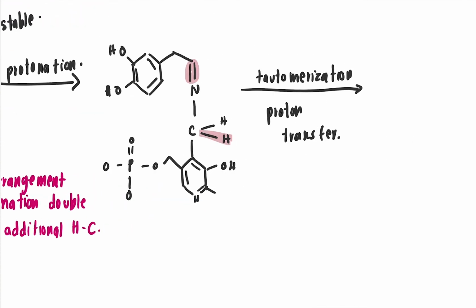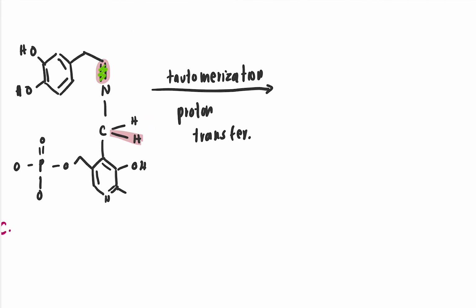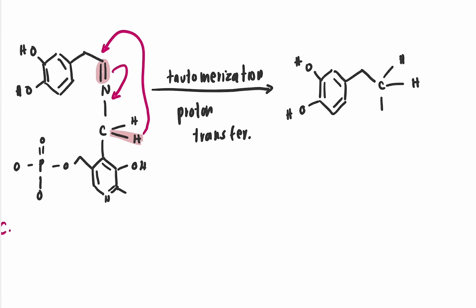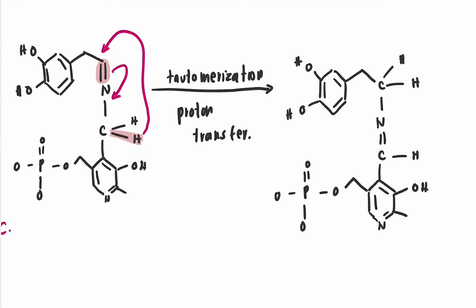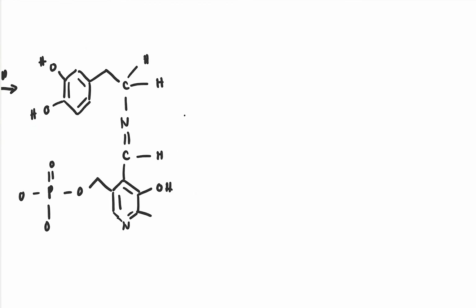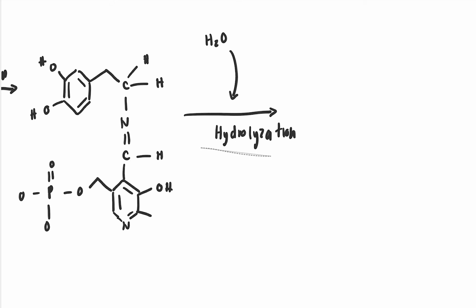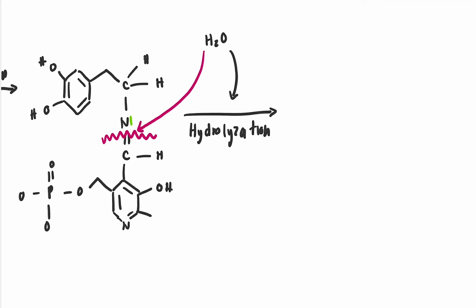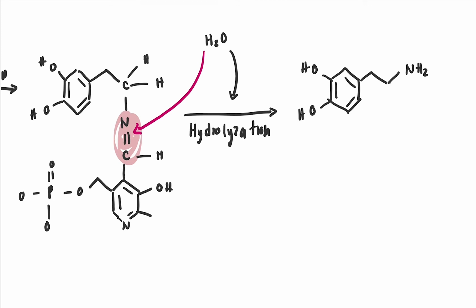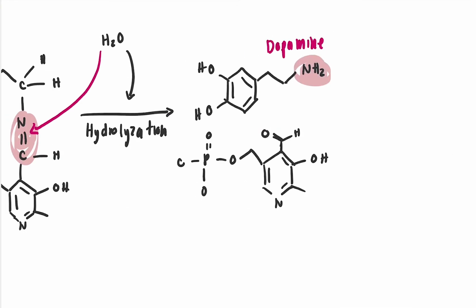Now that this has happened, a tautomerization will happen, or a proton transfer. So essentially the hydrogen attached to the carbon will move up to the top, and then that will cause the double bond between the carbon and the nitrogen to break. That will leave us with the following structure. And now a hydrolysis has to happen. So a water molecule will attack the double bond, which will essentially cause the separation of these two compounds, and we will finally get the formation of vitamin B6 and dopamine.